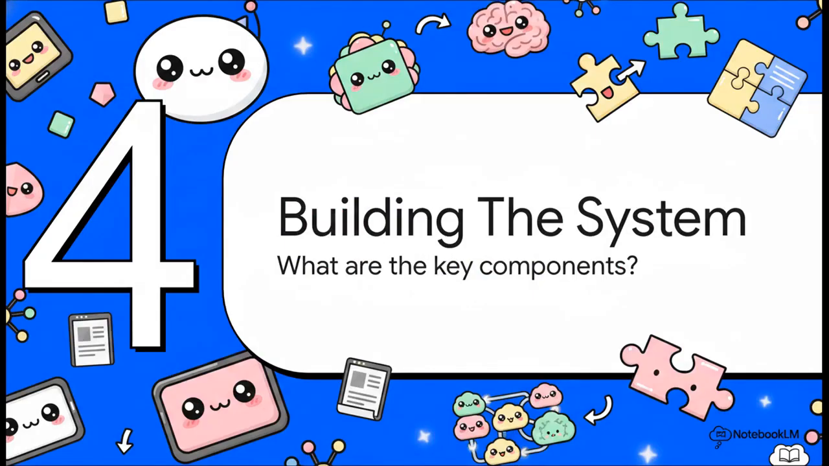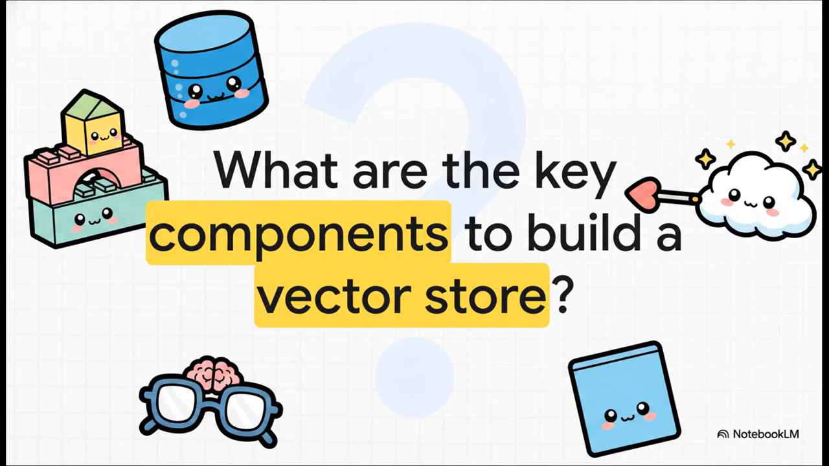All right, enough theory. Let's get practical. How do you actually put all these pieces together and build a real retrieval system? What does that pipeline look like? So let's say you're building your RAG application. What are the essential parts, the key components you need to actually build it and then query that vector store?